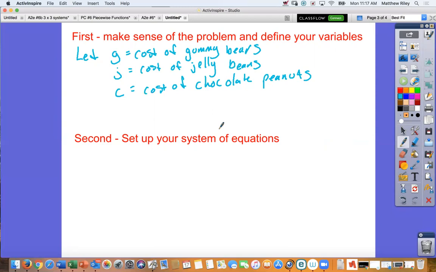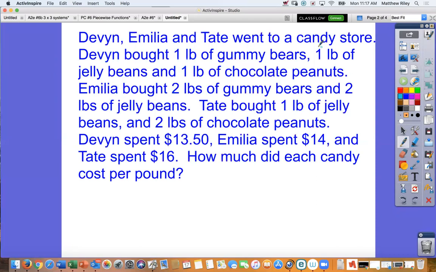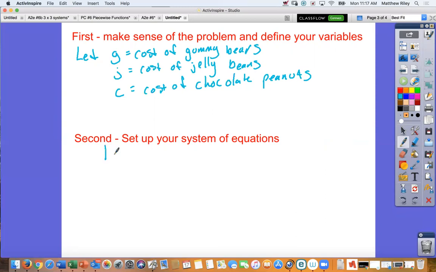Now let's organize our data and set up our system. Devin had 1 pound of gummy bears, 1 pound of jelly beans, and 1 pound of chocolate peanuts, and she spent $13.50. So G plus J plus C equals 13.50. Let's look at the next one.